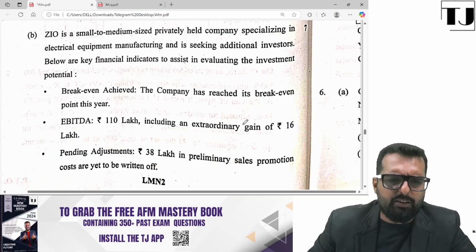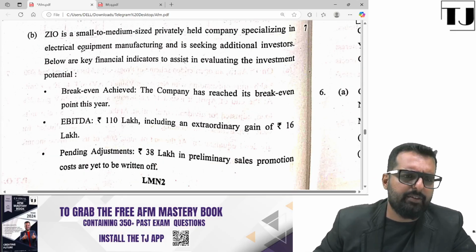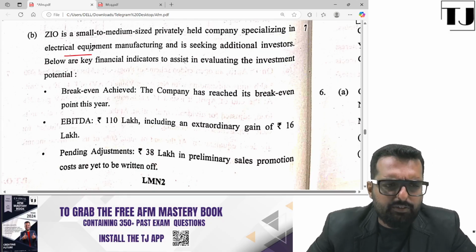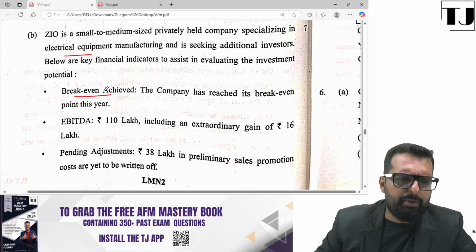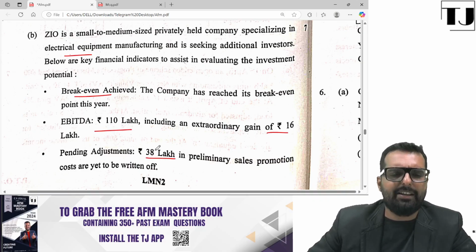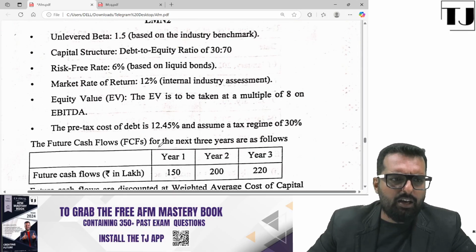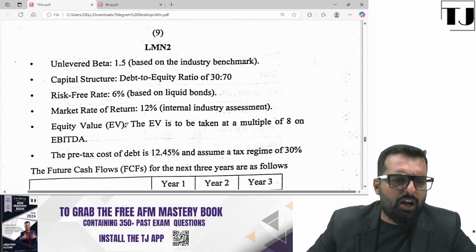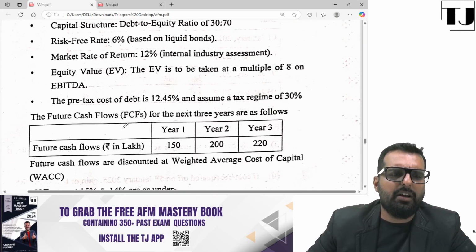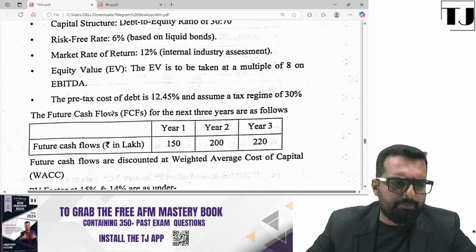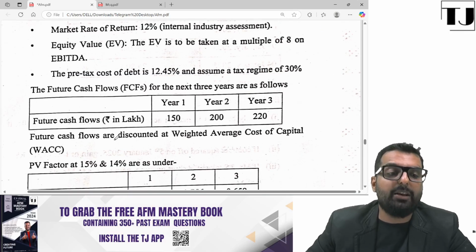Next is a question on, let me check, electrical equipment. They have given a data below. Break even achieved, EBITDA is given, extraordinary gain is given, pending adjustment of 38 lakh is given, unlevered beta, capital structure, RF, RM, equity value has been given pre-tax. Okay, it's a question on valuation. So they want to find out WACC.